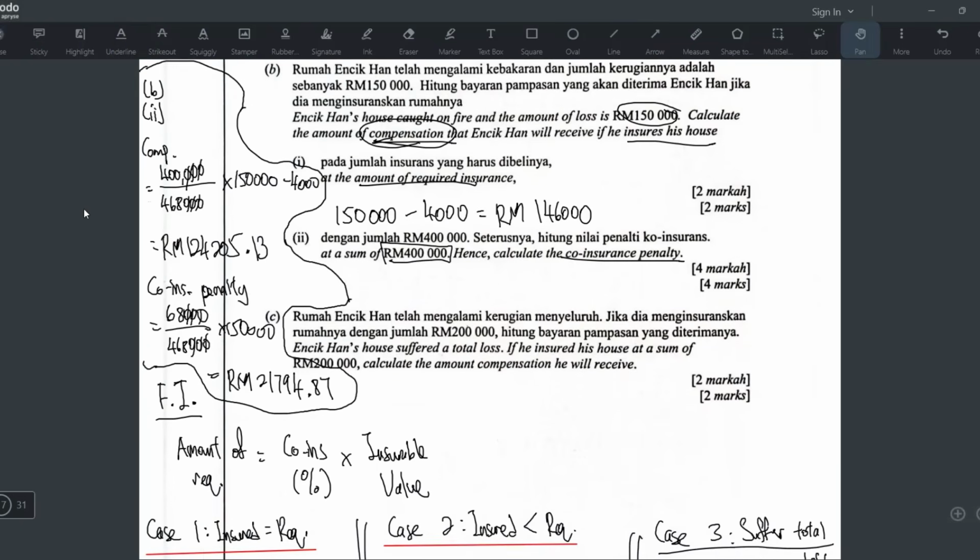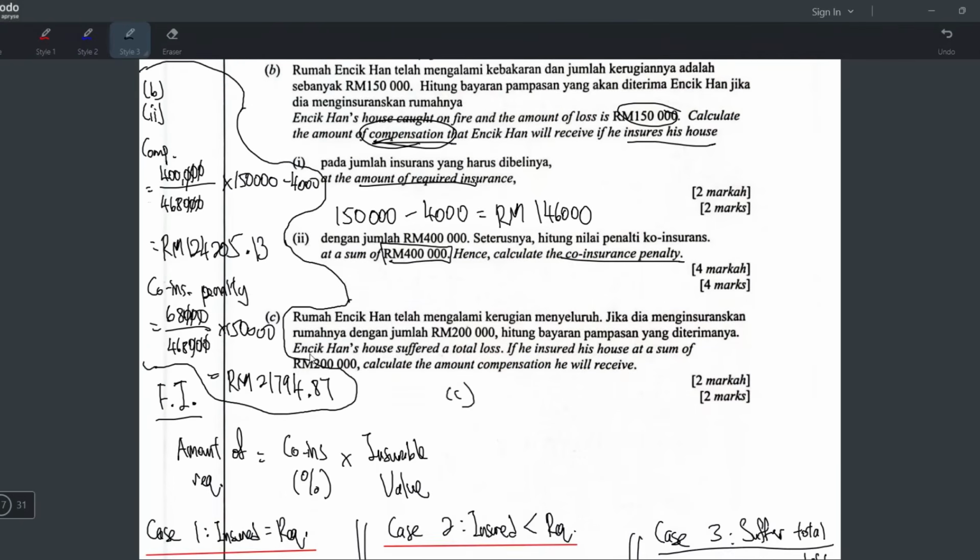Okay, sekarang boleh buat C dah. Alright, C. Encik Hans' house suffered a total loss. Case 3 lah ini. Suffer total loss. You see the keyword. Mengalami kerugian menyeluruh. So, case 3. And if he insure his house at a sum of 200,000, means dia beli amount ni. Calculate amount of compensation he will receive. I told you just now kalau case 3, case 3 suffer total loss, macam mana cari compensation? Just take the insurance purchase at that point of time minus deductible. So, 200,000 minus deductible. Okay, minus deductible which is 4,000.